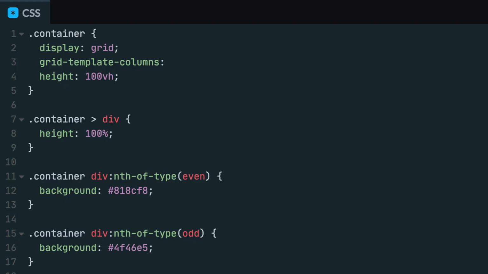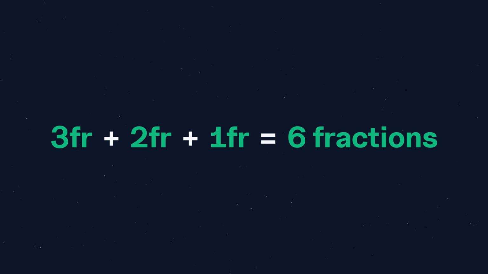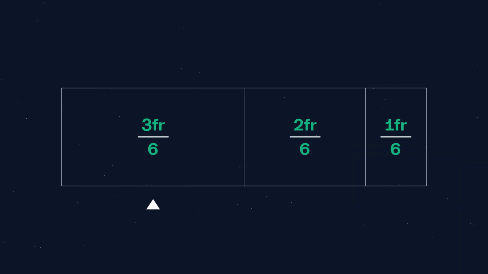Let's look at an example that sets the grid-template-columns to 3fr, 2fr, and 1fr. In this example, we've split the available space into six total fractional areas. The first column takes up one half of the available space, the second column takes up one third, and the last column takes up one sixth.